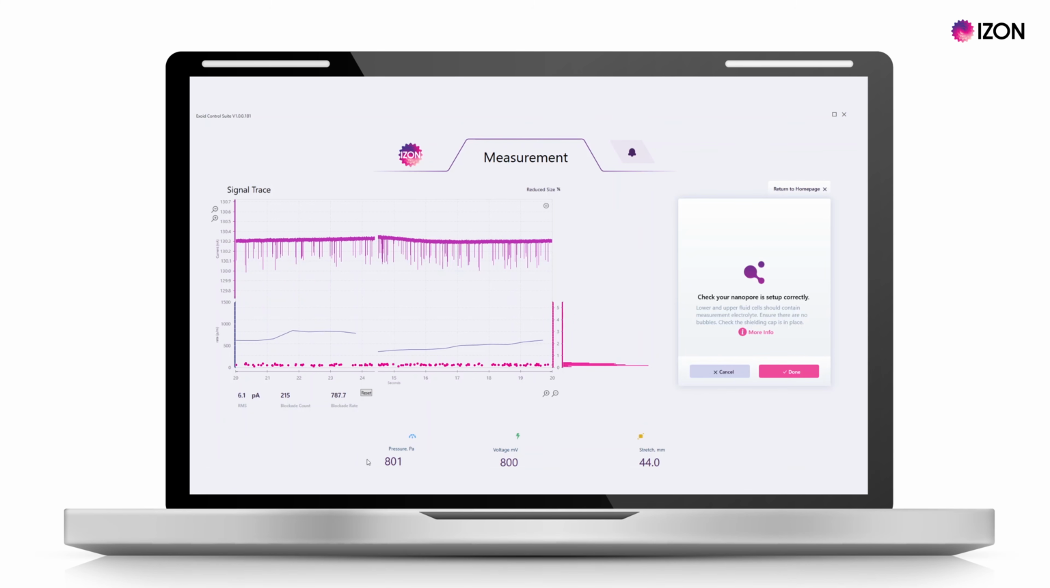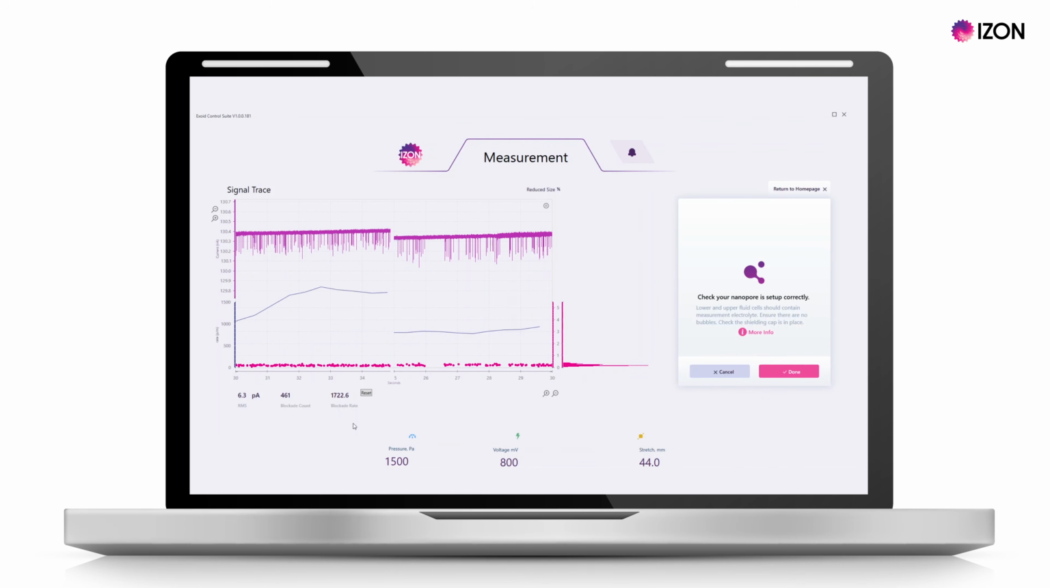Increasing further to 1500 pascals causes the blockade rate to skyrocket to 1800 particles per minute, and the blockade size gets even smaller, averaging about 0.15 nanoamps in size. Tuning your parameters so that measurements are performed using a baseline current and particle rate within the recommended range while maximizing the size of your particle blockades will allow you to get the most out of your Exoid.